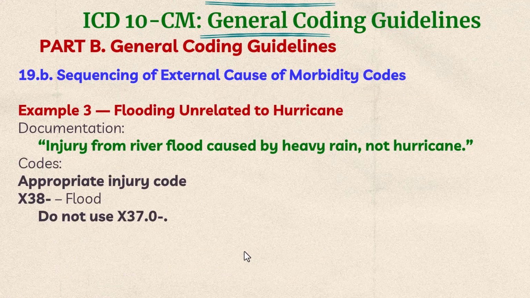Example 3, flooding unrelated to hurricane. So documentation says injury from river flood caused by heavy rain. This is not due to hurricane. So you use the appropriate code for the injury, then code for the external cause, that is X38 for flood. Here do not use X37, that is for hurricane-related flood.